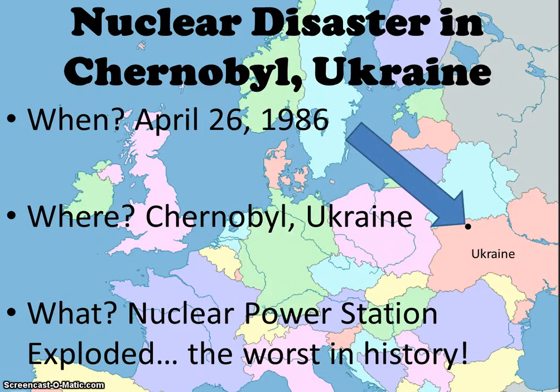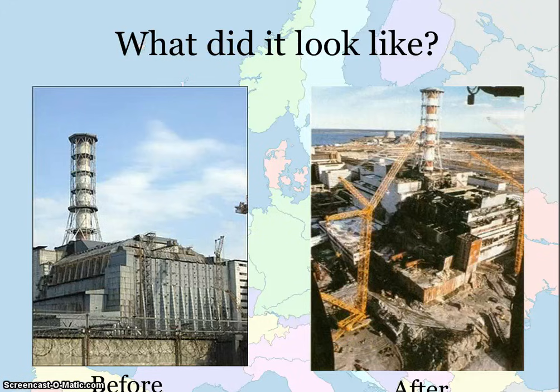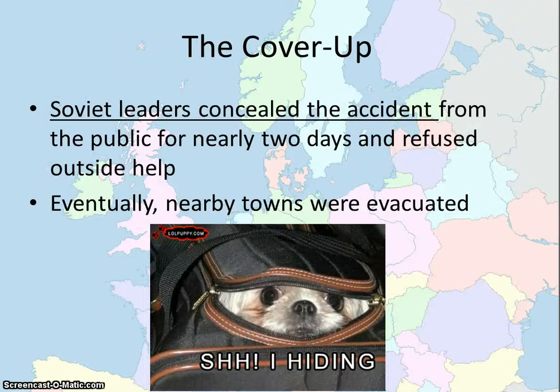The other advantage, obviously, of using nuclear power is it doesn't use up the Earth's supply of fossil fuels, which coal, oil, some of those sources do. This is a great way to have energy, but we're going to look at one of the downsides because of this disaster. What did Chernobyl look like before and after? You can see from these pictures, the before, it's a nuclear facility, and the after, basically its entire structure was melted down after the accident.